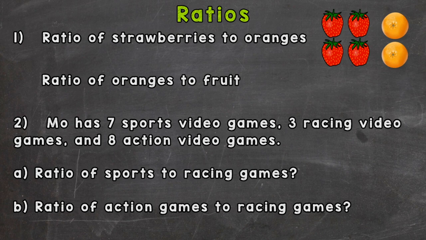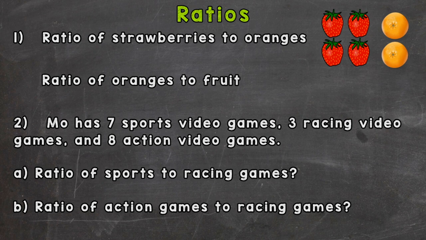In this video, we're going to take a look at ratios, and we have a couple of different situations that we're going to write ratios out for. So our top one, we have strawberries and oranges. We're going to use the picture up in the top right. And then number two, we have a written out situation that we are going to pull numbers or quantities from in order to write our ratios. So let's start with number one here, where we have the ratio of strawberries to oranges.